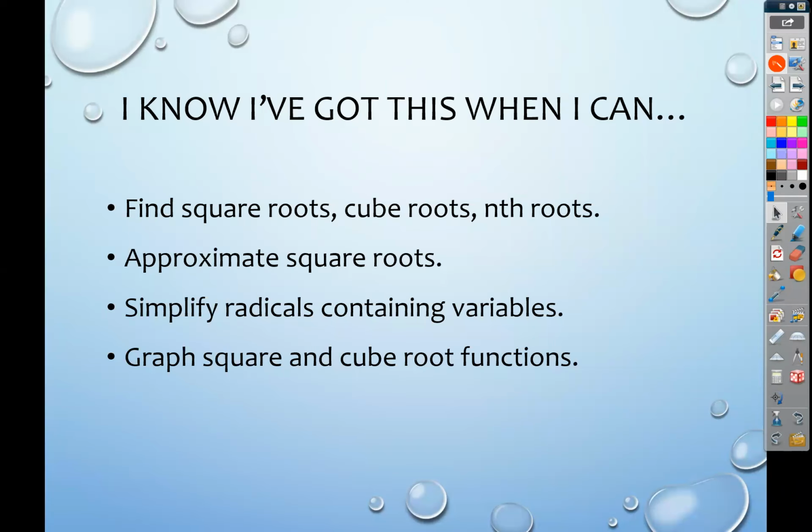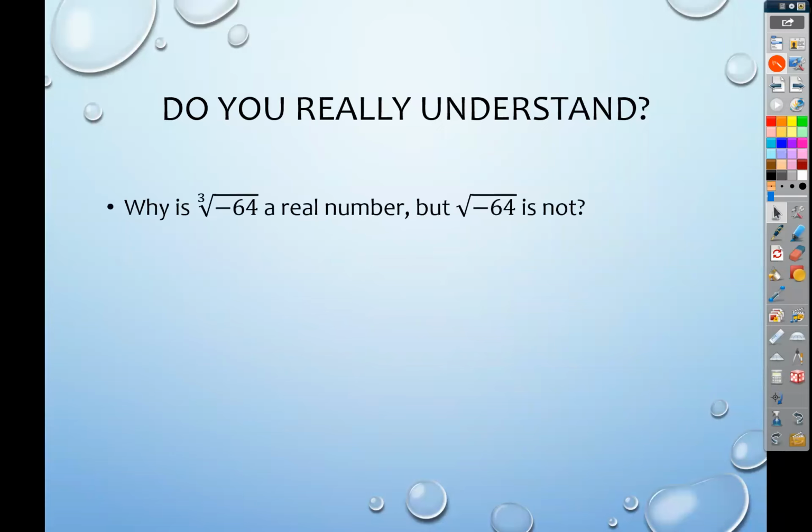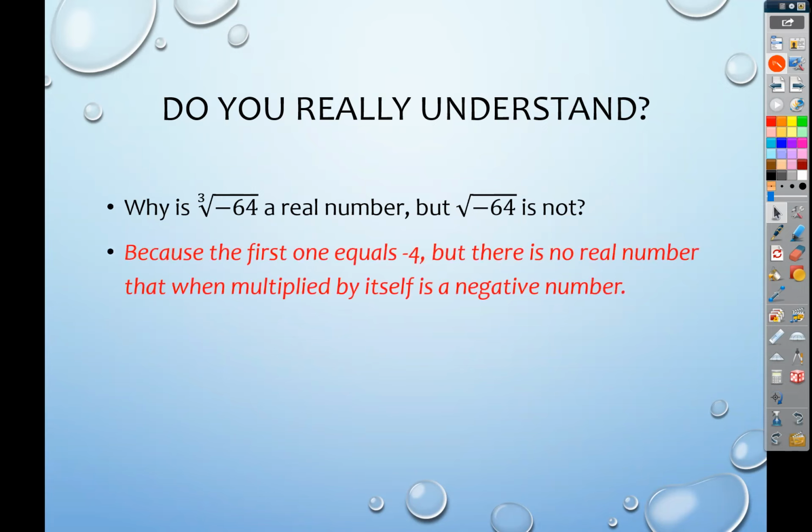So I know I've got this when I can find square roots, cube roots, and nth roots, approximate square roots, simplify radicals containing variables, and graph square roots and cube root functions. But do you really understand? So why is the cube root of negative 64 a real number, but the square root of negative 64 is not? The answer is because the first one equals negative 4, but there's no real number that when multiplied by itself gives a negative number.